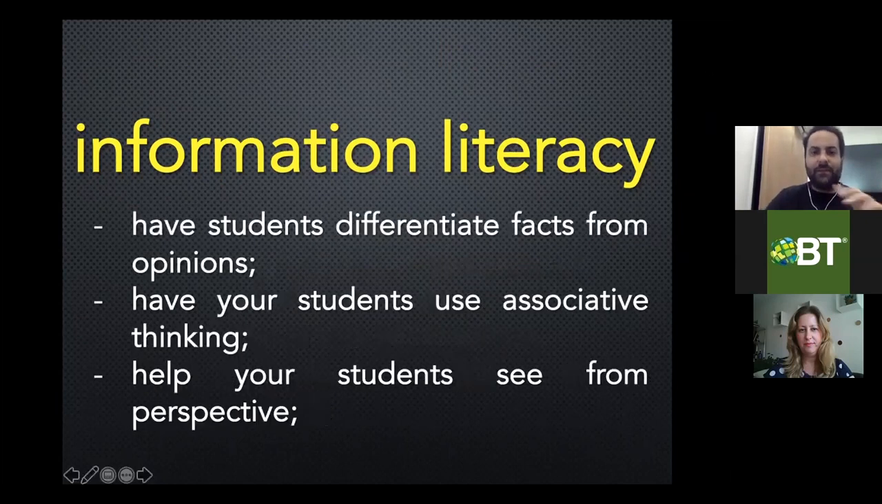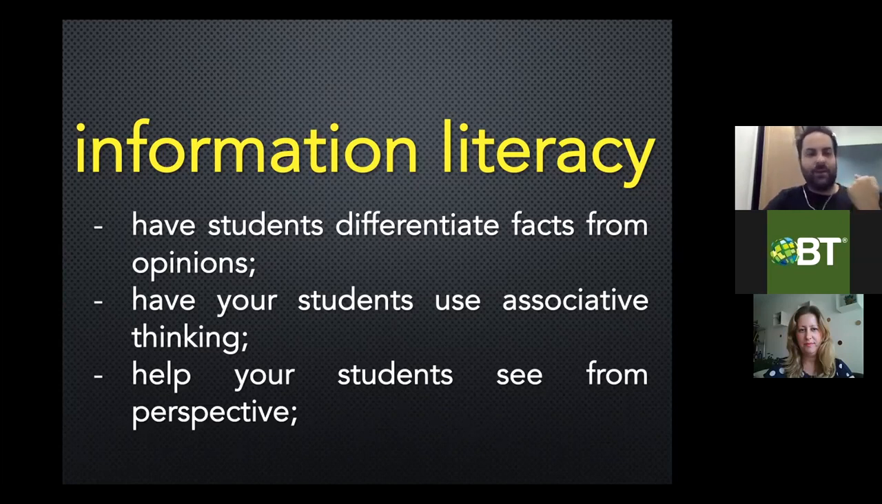We can have them differentiate facts from opinions. Okay, read the text. All of these 10 sentences appear in the text. Tell me if each of the sentences is a fact or if it represents the opinion of the author. It's a great reading activity and reading sub-skill we need to help our students develop if we want them to become more critical learners, more literate learners.